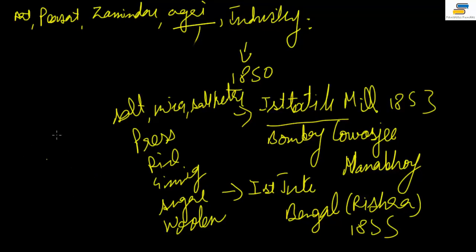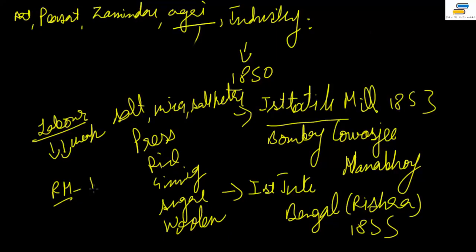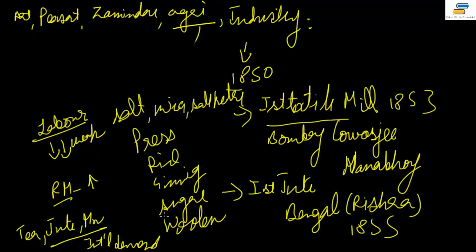And when I talk about industry, one of the important factors is cost of labor. And what was the cost of labor in India at that time? Very, very cheap. Now, we also talk about raw material, and raw material was easily available in India. And for some Indian products, for example tea, jute and manganese, there was international demand at that time. This was the scene of the industry in India at that time.